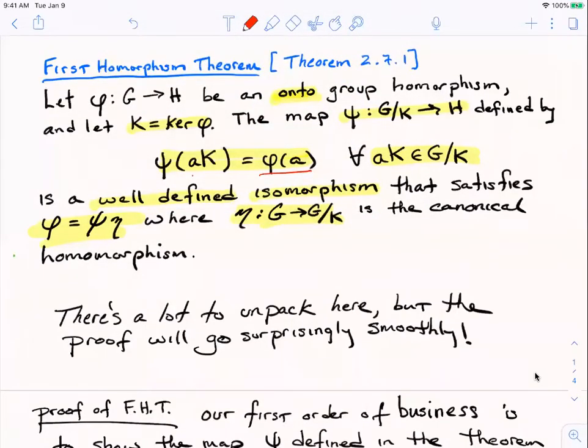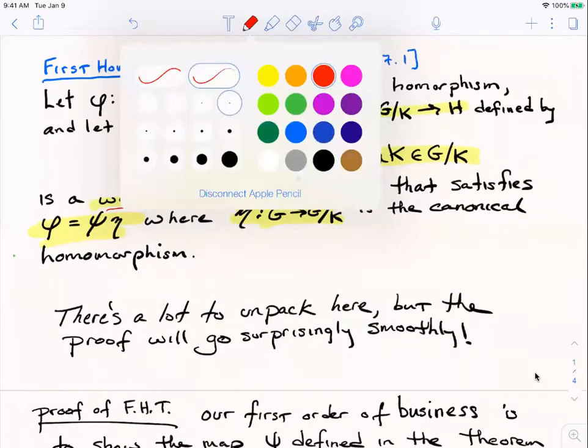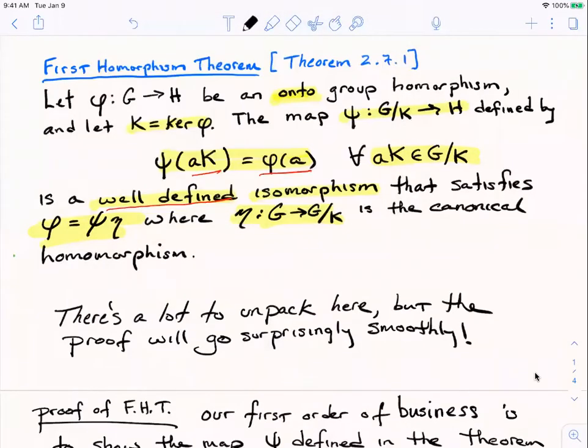Well, AK, the coset containing A, has many representatives. And so that's why we have to worry about this well-defined business. What if somebody used a different representative for the coset AK? What if they used alpha? Then they're going to say that psi of alpha K is phi of alpha. We need to make sure that phi of alpha and phi of A are the same. Okay, let's start taking a look at the proof.